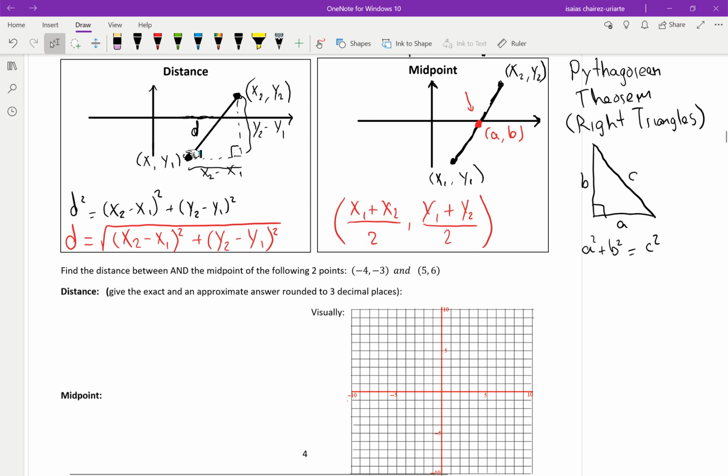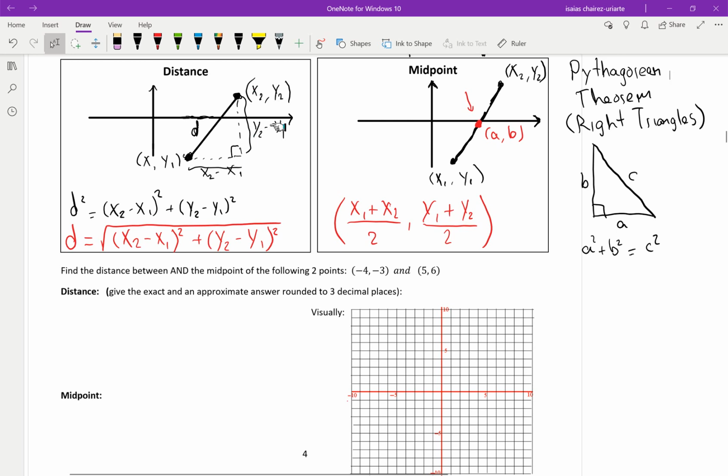I'm going to use the Pythagorean theorem to answer that. If you notice here, I drew a little right triangle. The horizontal length is the difference between the x coordinates, so x2 minus x1. The vertical length of my little right triangle is the difference between the y coordinates, y2 minus y1. So I know the horizontal length is x2 minus x1, and the vertical length is y2 minus y1.